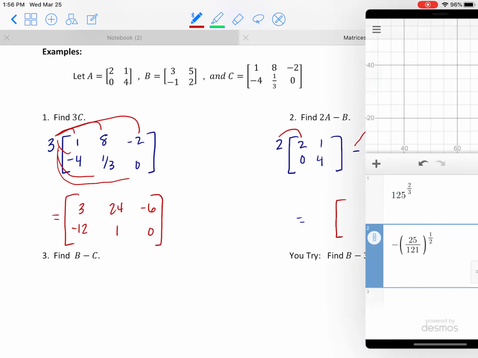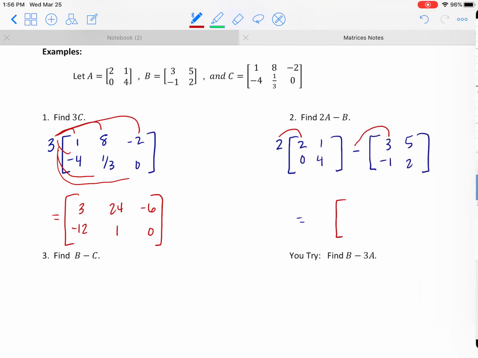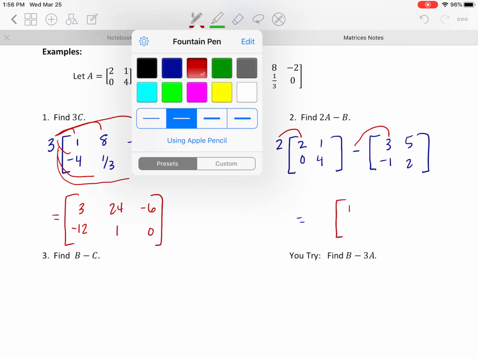Then we're going to subtract the corresponding element there. So 2 times 2 is 4, minus the 3 in that corresponding spot would give us an entry of 1 here.